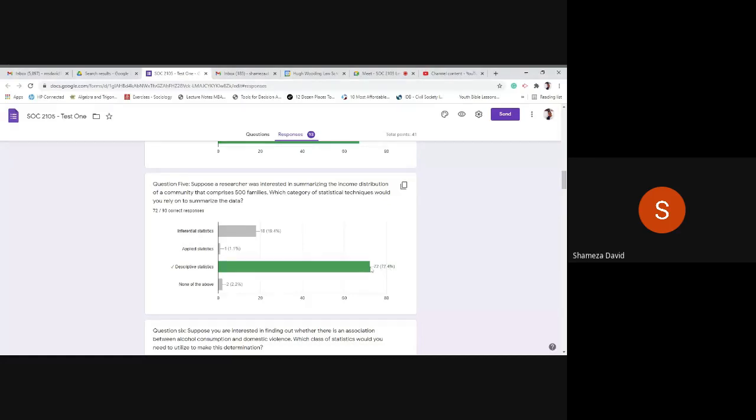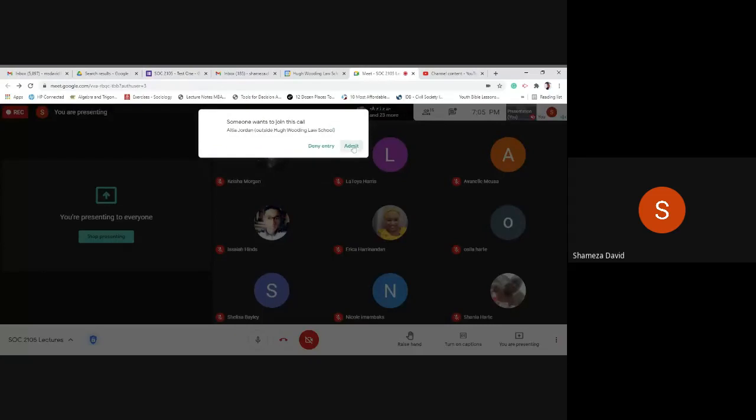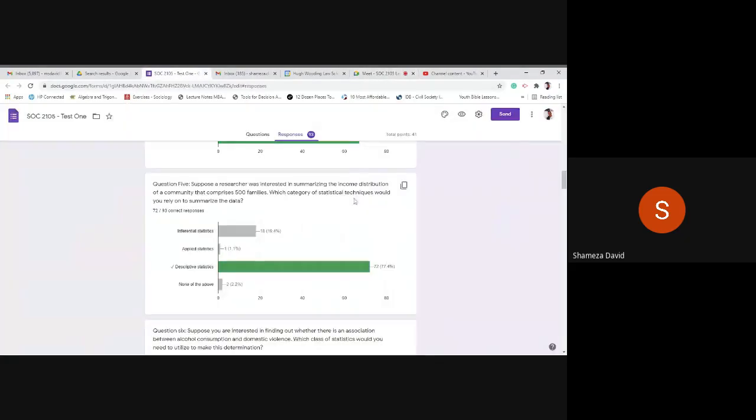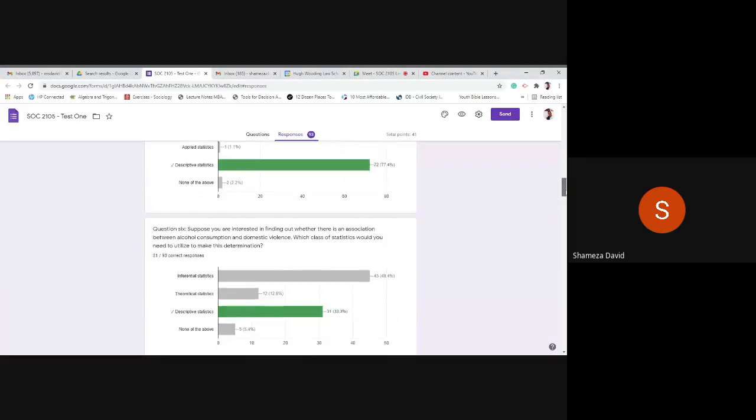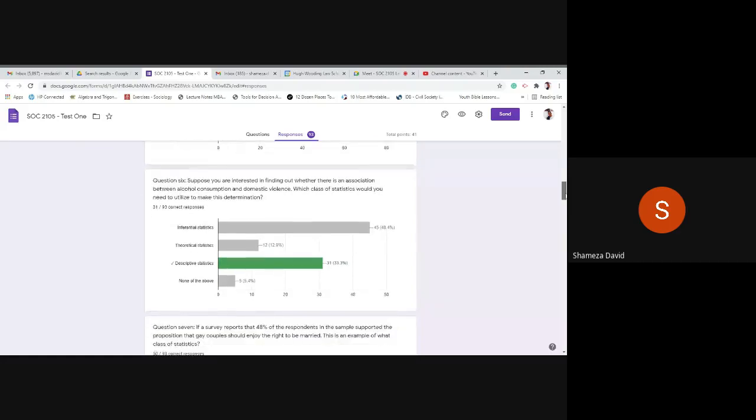So again, 77% of the class got that correct. 72 out of the 93 persons. 18 people said inferential statistics, but inferential statistics is not concerned with summarizing and organizing data. Inferential statistics is concerned with making inferences, as the name suggests, based on a sample. Inferences about populations based on a sample, as the next question asks you.